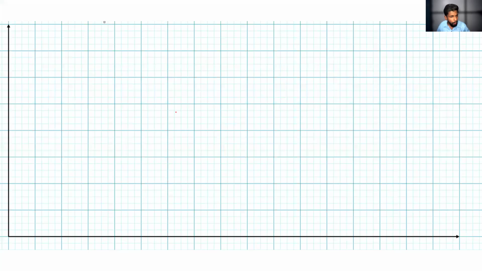Now I'm going to draw a graph. When I'm applying 1 Newton, the frictional force is also 1 Newton. When I'm applying 2 Newton, we'll say it like this way.